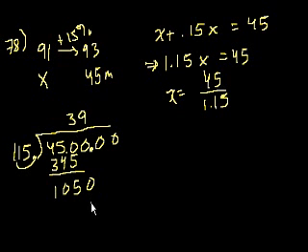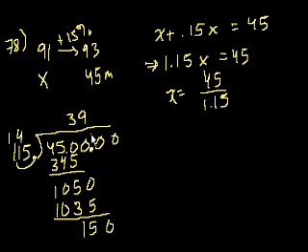9 times 5 is 45. 9 times 1 is 9. Plus 4 is 13. 9 times 9 is 1. I'm sorry, is 9. Plus 1 is 10. And you have a remainder 15. Bring down the 0. That goes 1 time.